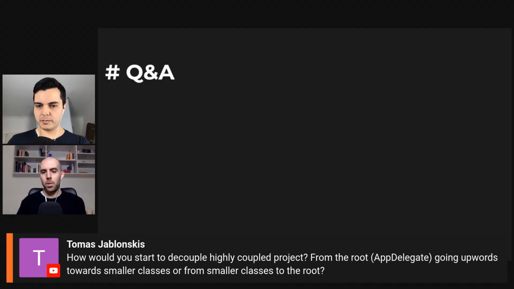How would you start to decouple a highly coupled project? From the root, going upwards towards smaller classes, or from smaller classes to the root? It depends. I wouldn't stop development to start decoupling the application. I would start doing things as I need to change a feature or implement a feature, or as I need to touch some area of the code base. Gradually, I would start doing it as part of the day-to-day work. I wouldn't stop to do it because you're not going to convince your boss to stop and refactor everything. So do it little by little as you need to change something. Always make it a little bit cleaner, a little bit more decoupled, and so on. If this is a team effort, it's not just you. If you work in a team, everyone needs to be aligned that this is the goal from now on. And every time we change code, we're going to make it more modular. Every change should make the code base better. And little by little, you get there. Depending on the size of the code base, it may take some time. It doesn't matter. Just do it little by little and you get there.